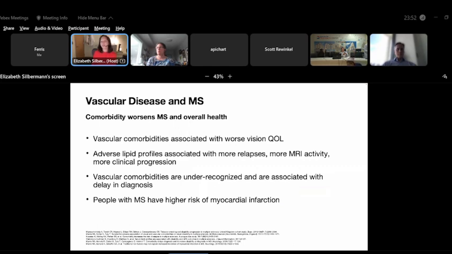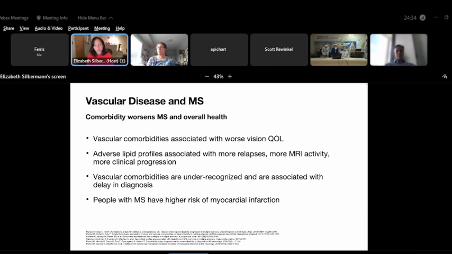So, over time, this work has been extended by a number of researchers who have found that vascular comorbidities are associated with a threefold worsening in visual quality of life, that adverse lipid profiles, especially HDL and LDL levels, are associated with more clinical activity on MRI, so new T2 lesions, new gadolinium enhancing lesions, and more clinical progression. And in addition, vascular comorbidities are associated with longer delays between symptom onset and diagnosis, and patients have had more self reported disability at the time of diagnosis.